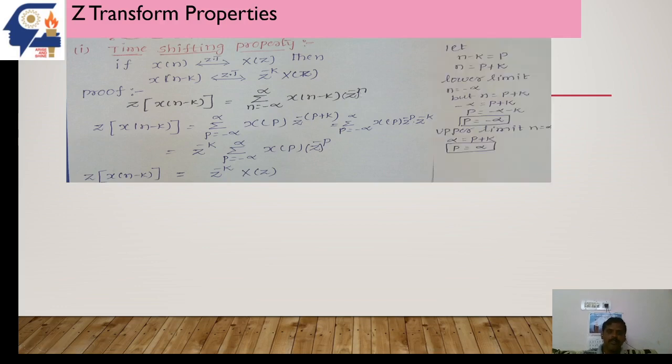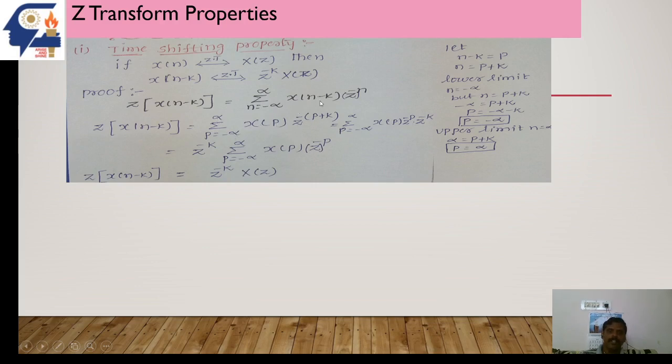So, I am going to assume this n minus k is equal to some constant p. From this, n equals p plus k. Now, the lower limit is n equal to minus infinity. Put n equal to minus infinity here, and you will get p equal to minus infinity minus k, which is still p equal to minus infinity as the lower limit. In this case, the upper limit is n equal to plus infinity. Put n equal to plus infinity, then you get p equal to plus infinity. So I got the lower limit as minus infinity and the upper limit as plus infinity.